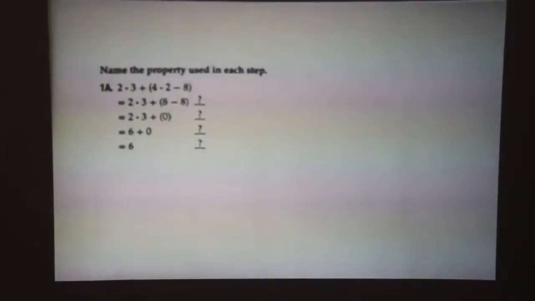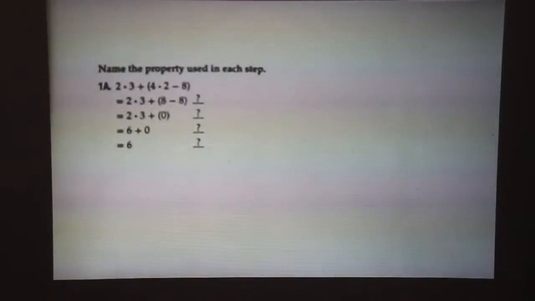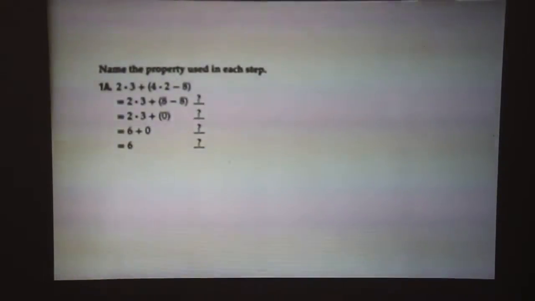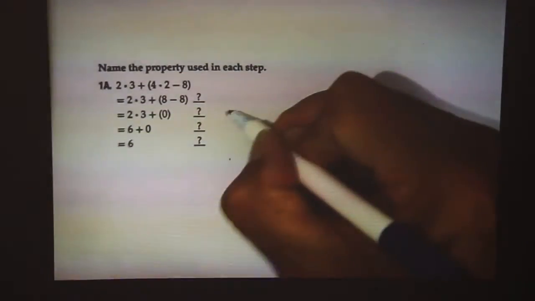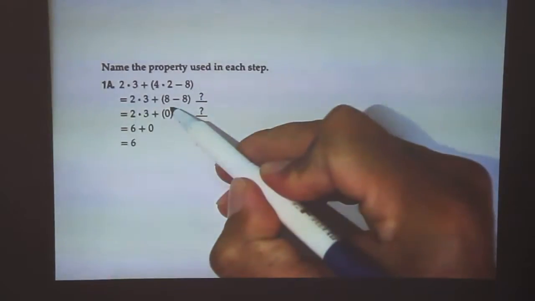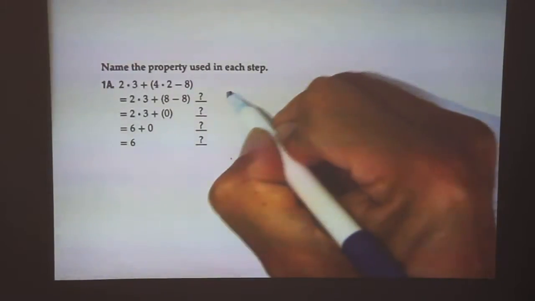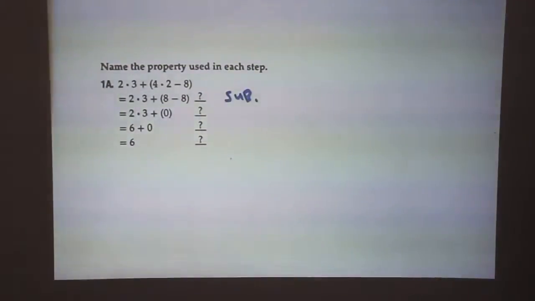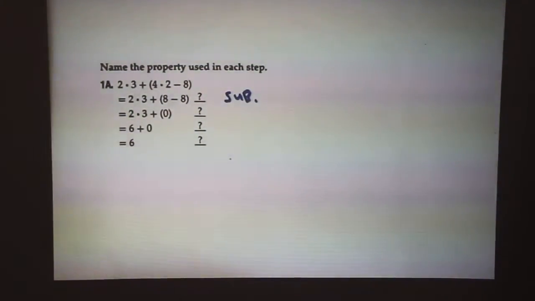So I'll give you a moment to copy that down. Go ahead and pause if you need to. And then from there, what we're going to do is go ahead and name the property that we see displayed in this. We'll say, well, the very first thing that they do here is, if you notice from this line to this line, they did 4 times 2. They replaced that with 8. So we say that's the substitution property, and you can abbreviate for short, SUB. We substituted values that are equivalent to each other.